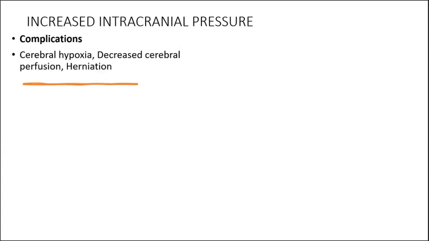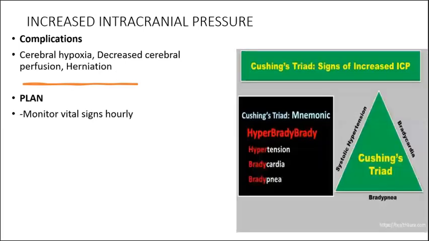What's our plan for our clients? We want to monitor vital signs hourly. So be alert for those increased systolic blood pressure, the widening pulse pressure, the bradycardia. Remember, those are our Cushing's triad. We said hypertension, bradycardia, bradypnea. So when you monitor the vital signs, you are looking out for these. So we said be alert to these in your patient.